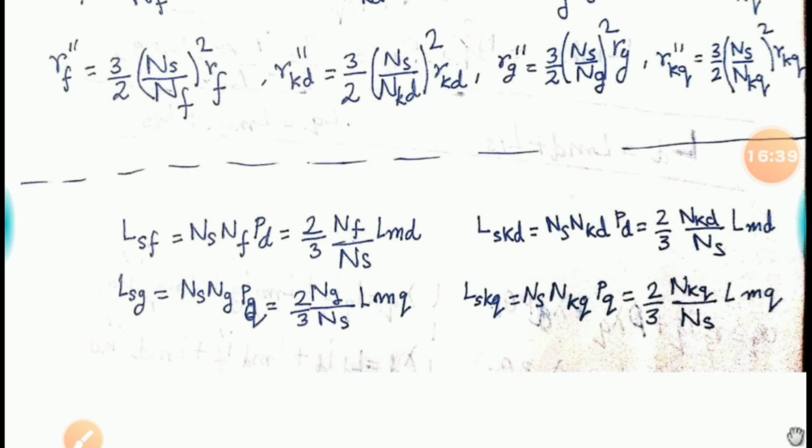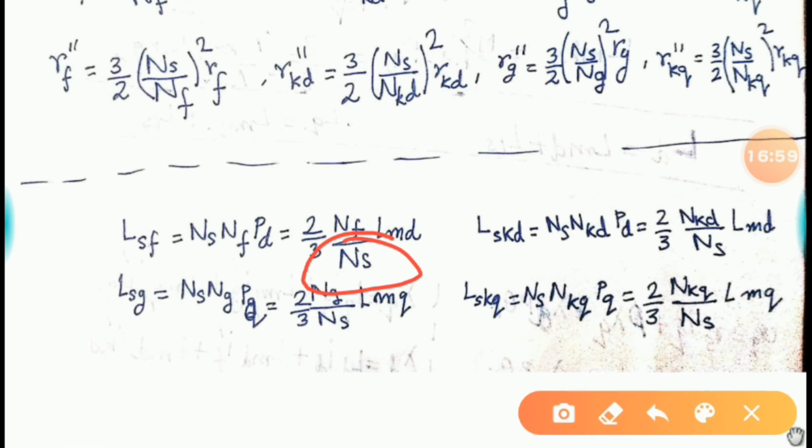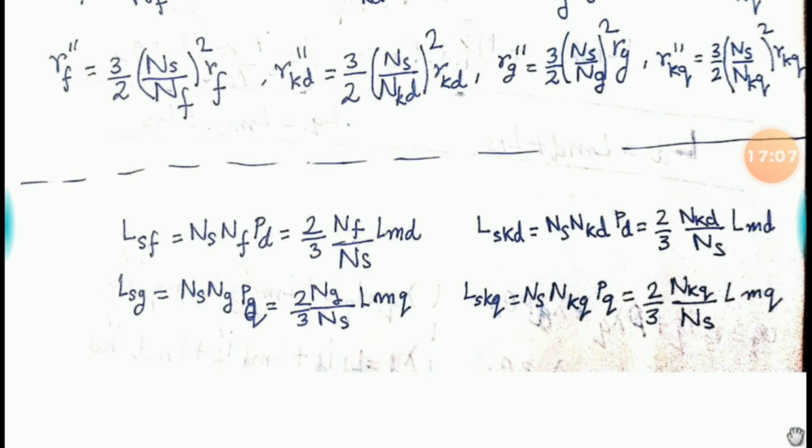Now let me ask you one question: why is this NS coming in the denominator, and why is it not appearing in the numerator part? So you should think and answer me why this NS is appearing in the denominator, not in the numerator, right?